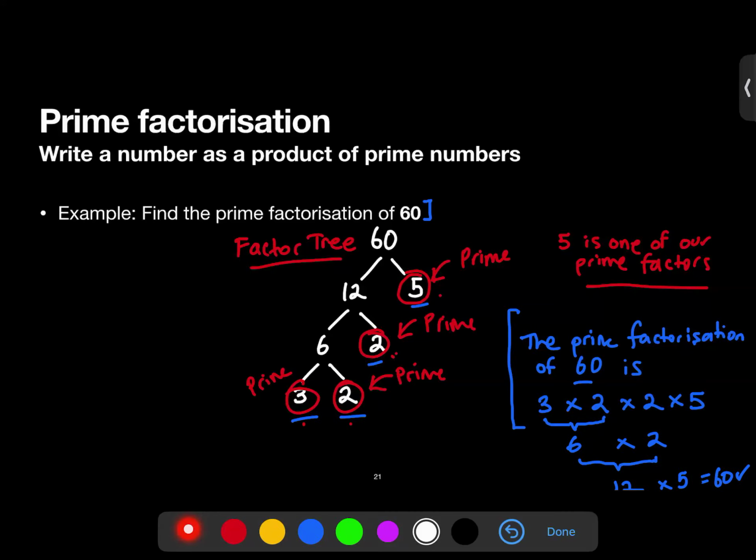So is everyone understanding how we do factor trees? Or is there any confusion still? Okay.